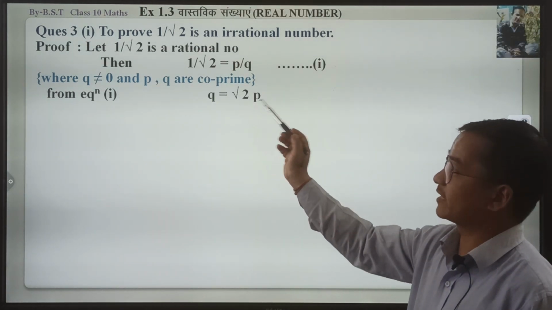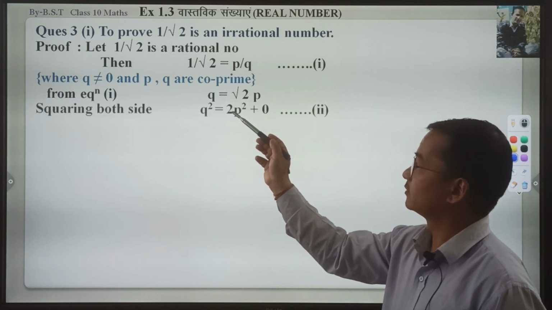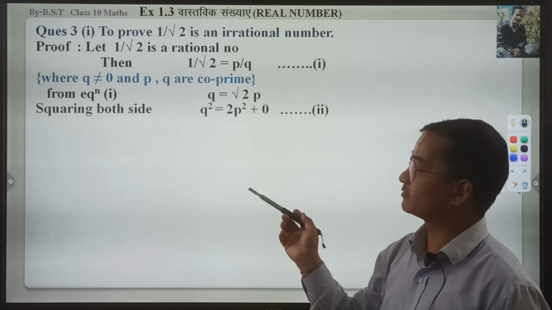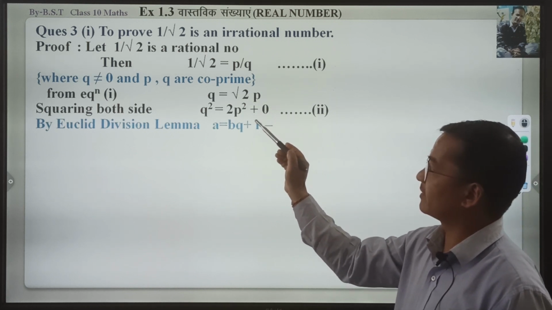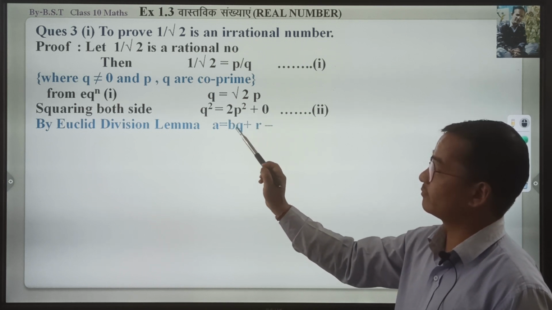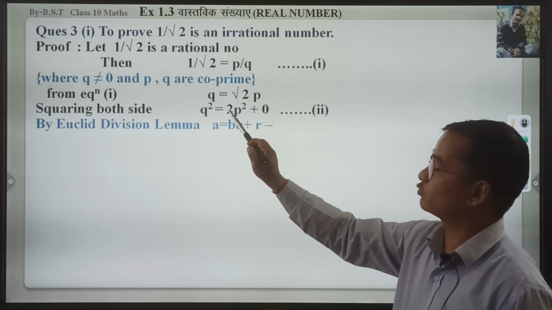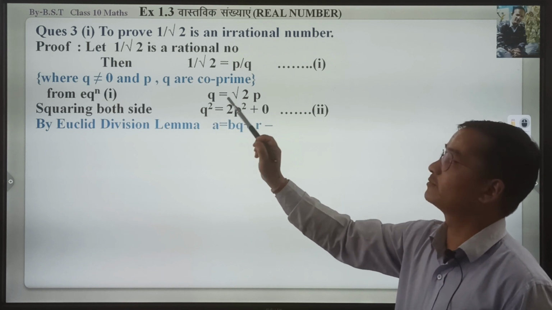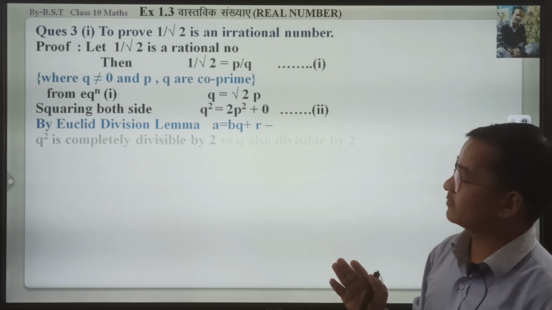Now squaring both sides, the same step. Squaring both sides, q square is equal to 2 p square, since the square of root 2 is 2. We can write this as 2 p square plus 0. By Euclid's division lemma, a equal to bq plus r, we see that there is 0 in the remainder, so b completely divides a, q times. Similarly, we can say that 2 completely divides q square, p square times. It means q square is divisible by 2.